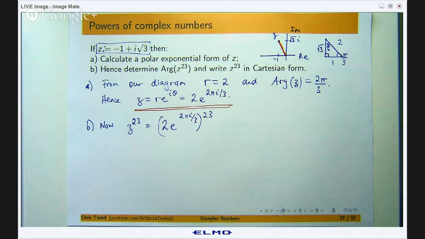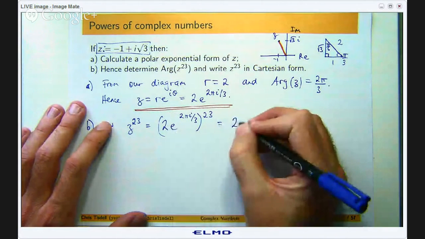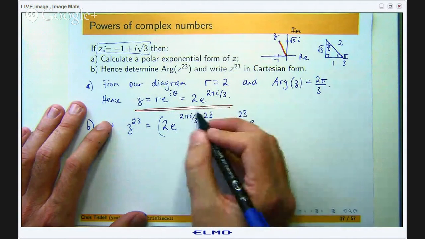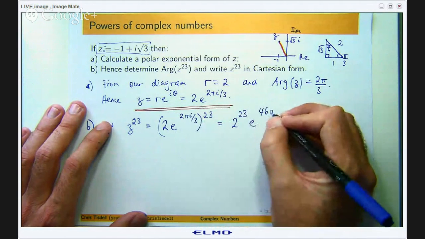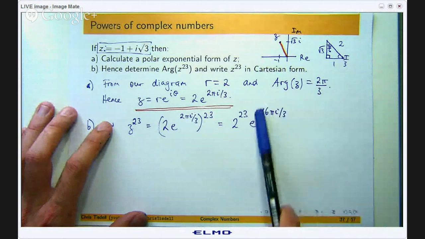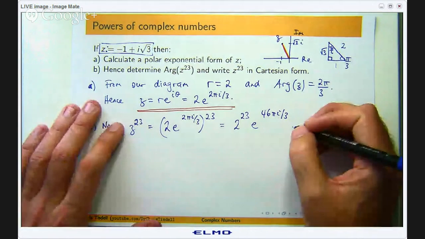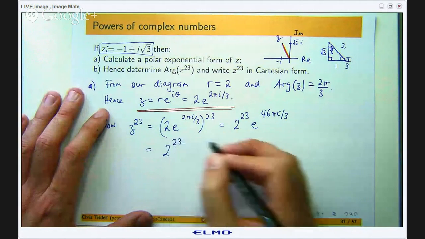If I distribute this 23, it'd be 2 to the power 23 times e to the 23 times 2 times pi i all over 3. So 23 times 2 is 46. And what I would like to do is simplify this power so that we get it down to something between negative pi and pi. One way to do that is to break this down into the following. This is not the only way to do it.